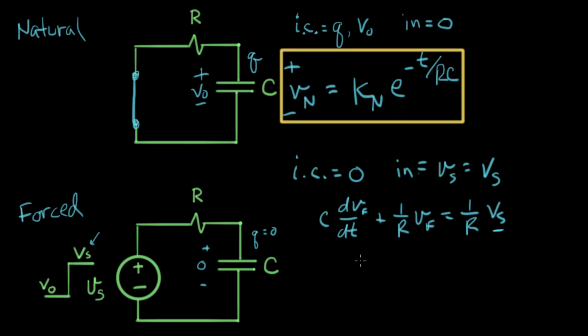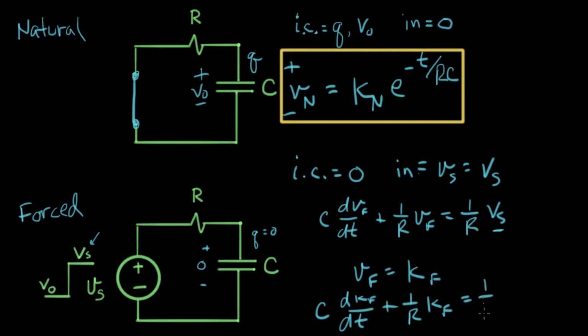So we're going to make a guess here that the forced response looks like some constant. We'll call that Kf. The way we test our guess is to plug it back into the differential equation. So I'm going to do that. All right? So we'll get C times the derivative of Kf with respect to time plus 1 over R Kf equals 1 over R times Vs.